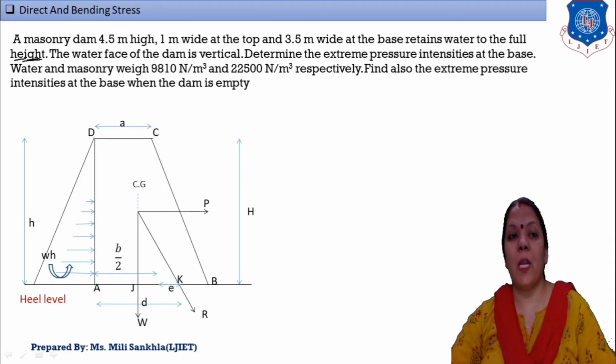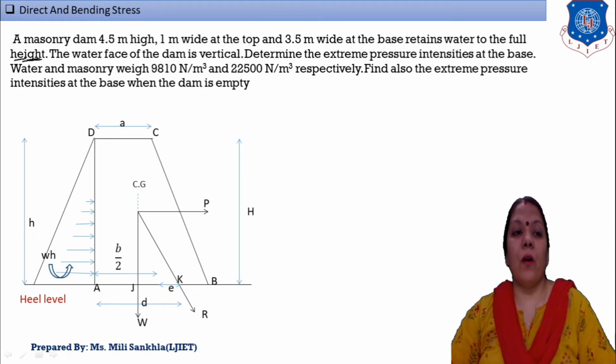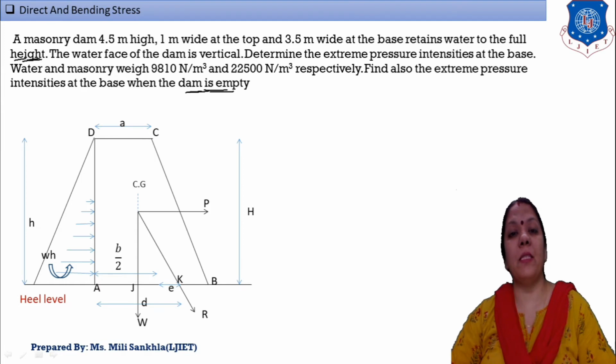max and sigma minimum. And water and masonry weight are 9,810 and 22,500 Newton per meter cube respectively. Find also the extreme pressure intensity at the base when dam is empty. Okay, here two conditions, first is dam is full and second is dam is empty.